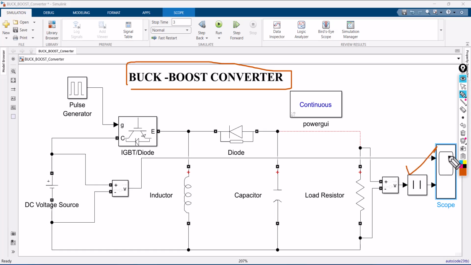But it's practically not possible to implement this kind of absolute block. Instead, there is a technique called the non-inverting buck-boost converter. That non-inverting buck-boost converter consists of two switches and two diodes: a pair of one switch and one diode for boost mode, and one switch and one diode for buck mode. Now we are going to discuss that.